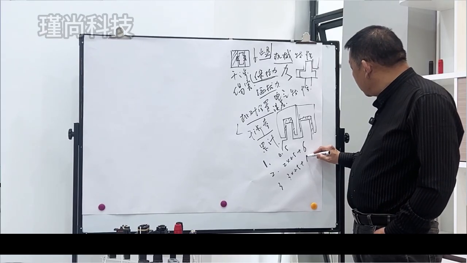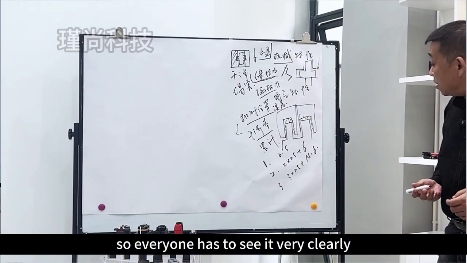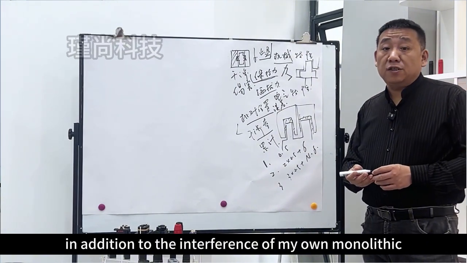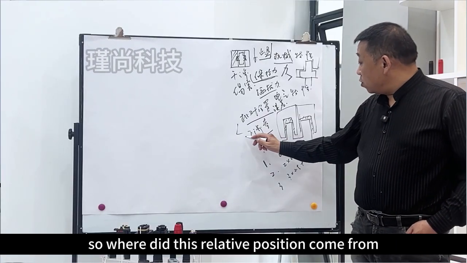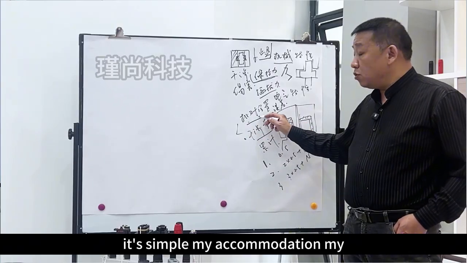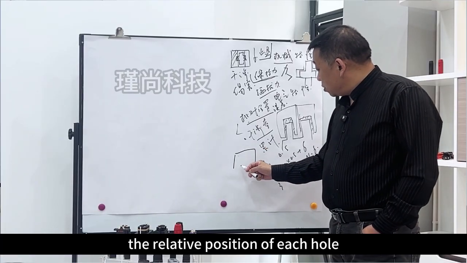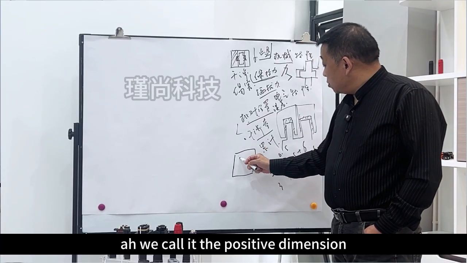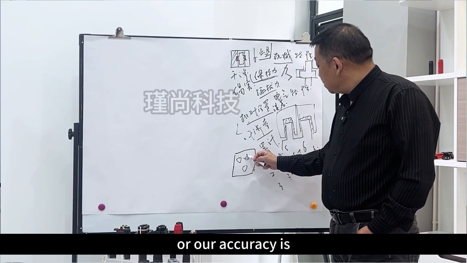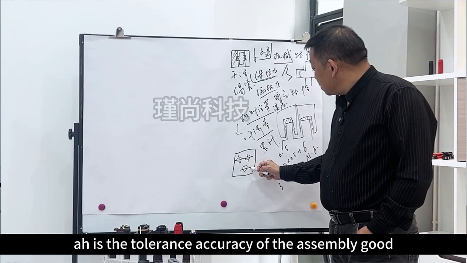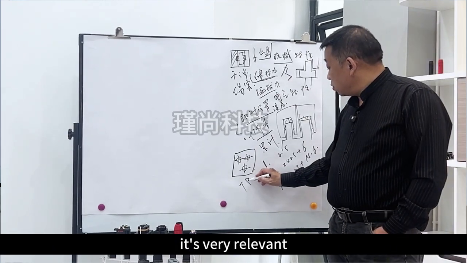In this case, in our continuous manufacturing process, everyone has to see it very clearly. In addition to the interference of each individual terminal, our relative position is very important. So where does this relative position come from? It's simply the holes on the structural part, the relative position of each hole. We call it the true position dimension. Is it within our design scope? Is the tolerance accuracy of the assembly good? This is very relevant.